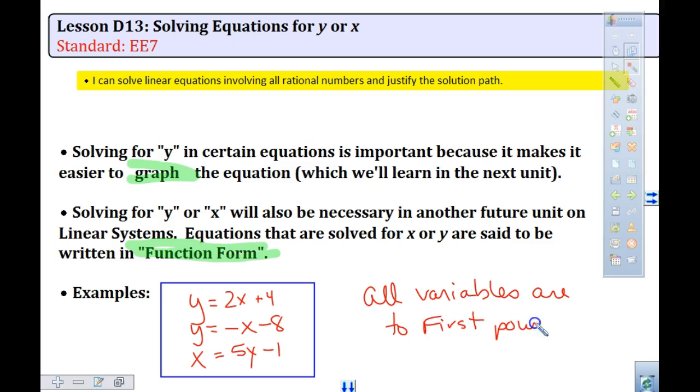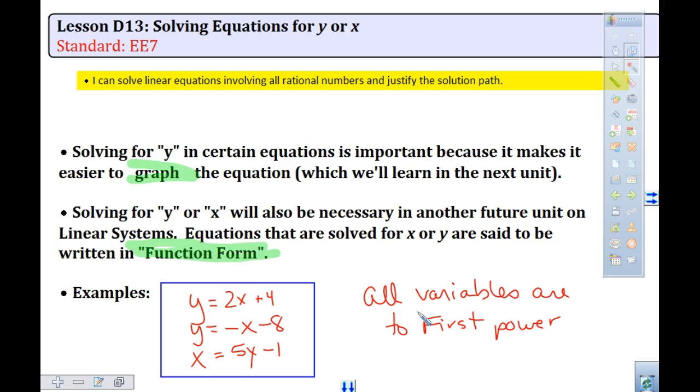We don't usually put the power in. It's understood that this is x to the 1. We don't write that this is y to the 1. So all of our exponents or powers are to the first power, and that makes them linear equations. We're going to be working with graphing linear equations.